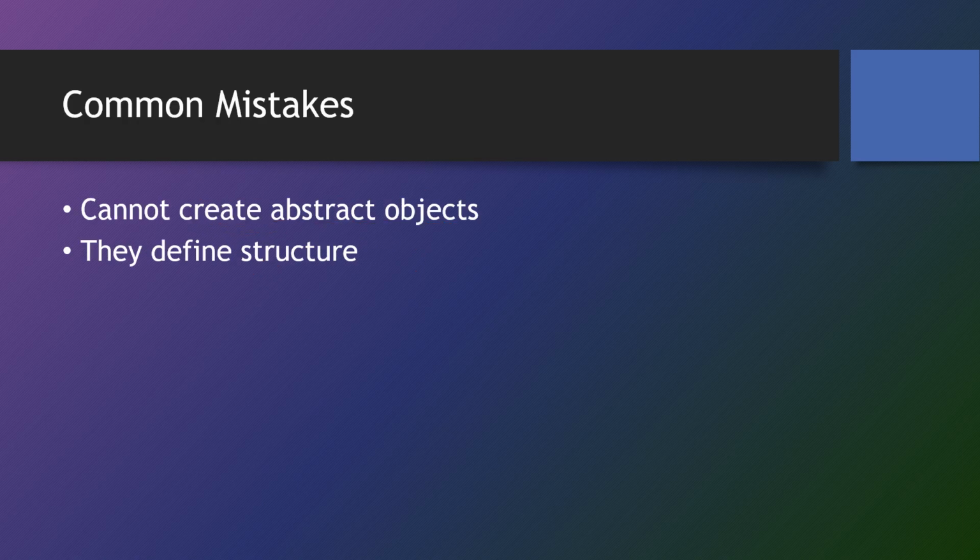Common beginner mistakes. You cannot create objects from abstract classes. They are not meant to exist on their own. They exist to define structure. Trying to use one directly will cause a compile error. And that's exactly the point.